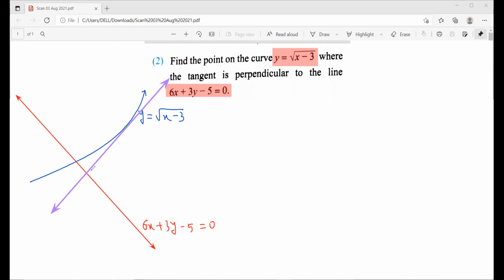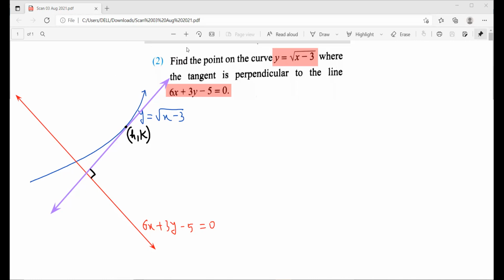And students, see what they are asking. They are asking, get the coordinates of that point. I have to get the coordinates of this point where you drew the tangent and the tangent was perpendicular to the given line. See, students, I will call this point h comma k.